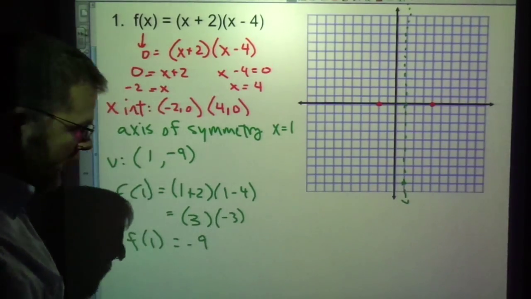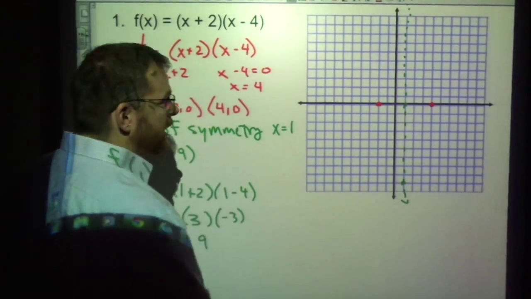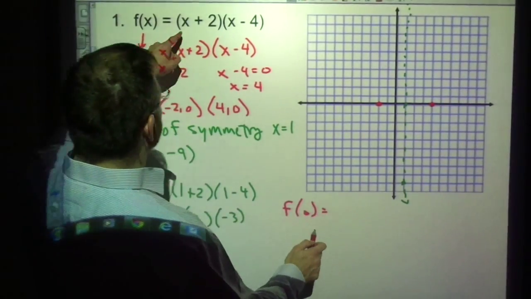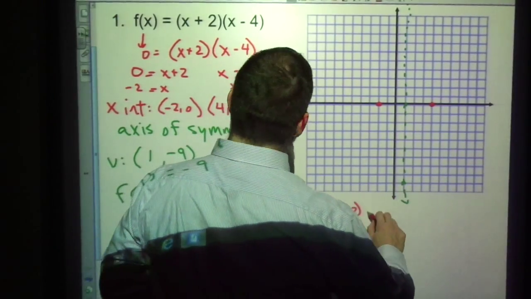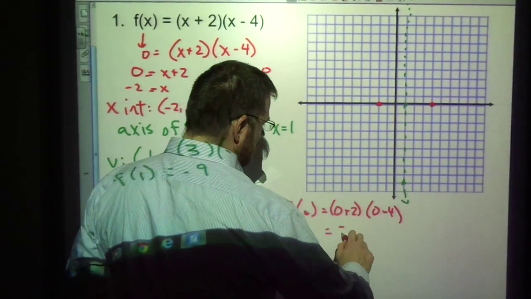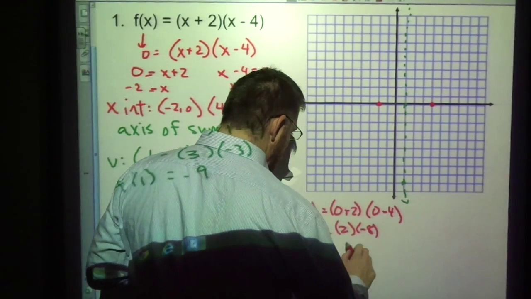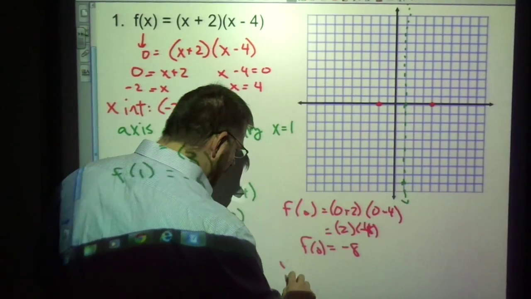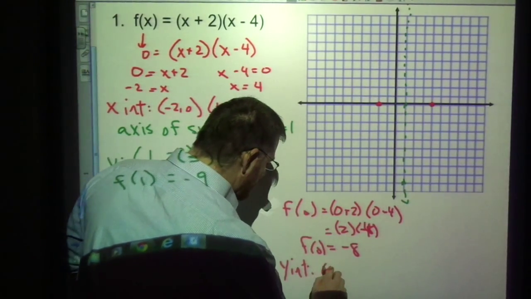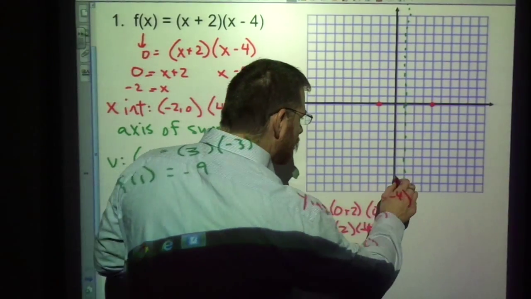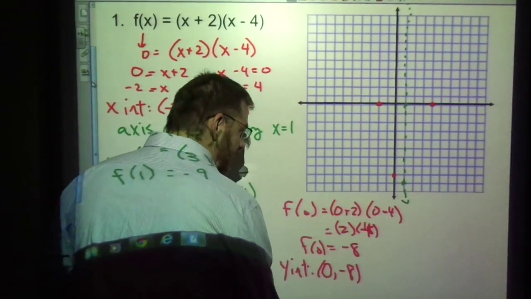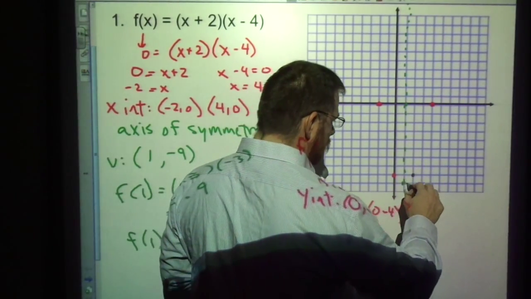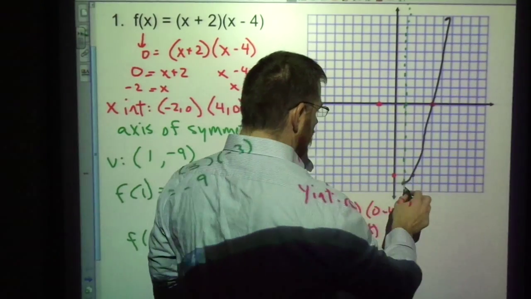I can also find the y-intercept now by letting x be 0. We can find f of 0 by plugging in 0. 0 plus 2 and 0 minus 4. So that is 2 times negative 4, which is negative 8. So when x is 0, the y-intercept is the point when x is 0, y is negative 8. That is right here. And so we can draw our graph. It's going to look like this. It's going to do the same thing on that side as well, because it's symmetric, and it's going to go right through here and right through here.